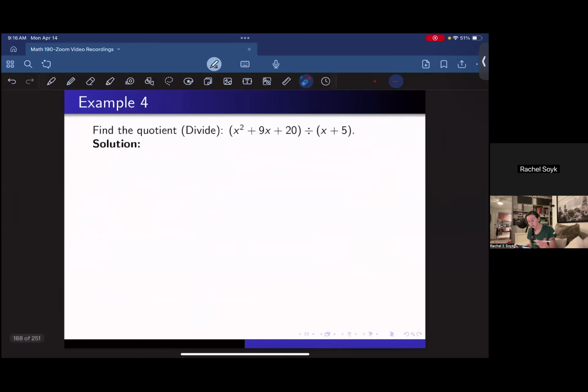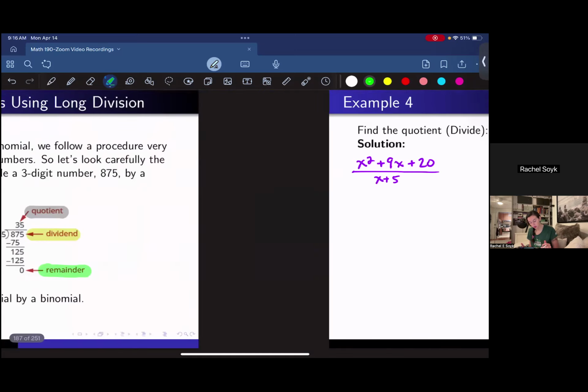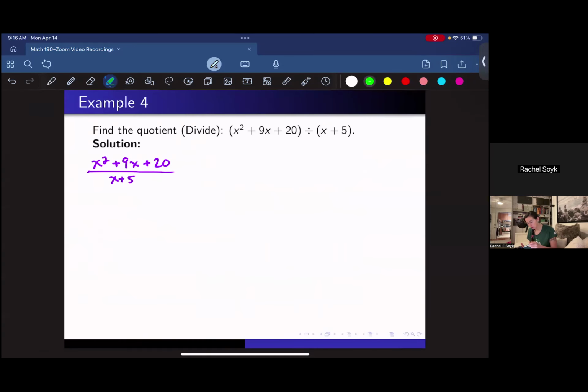Okay. So now let's jump into our example 4. We have x squared plus 9x plus 20, all divided by x plus 5. Notice how I always like to put it in fraction form first so that I can easily identify my dividend and my divisor. And so I believe the quotient was gray. Our remainder was green. Is our divisor red? Yeah, our divisor's red. And our dividend is yellow.